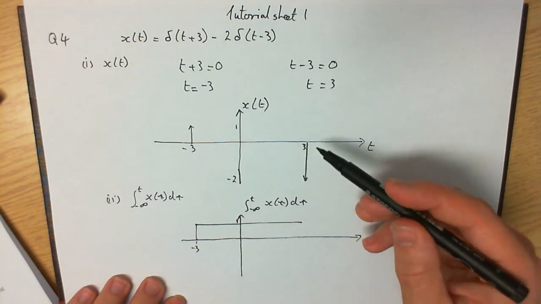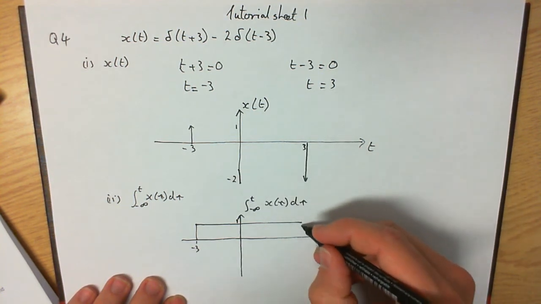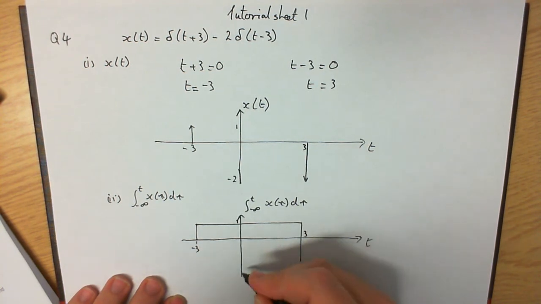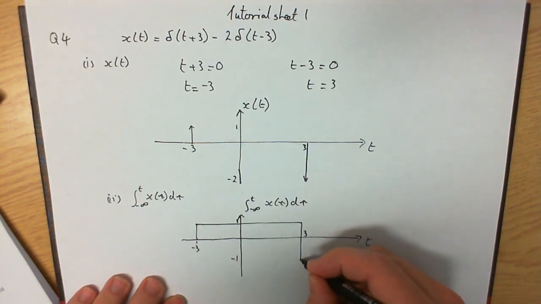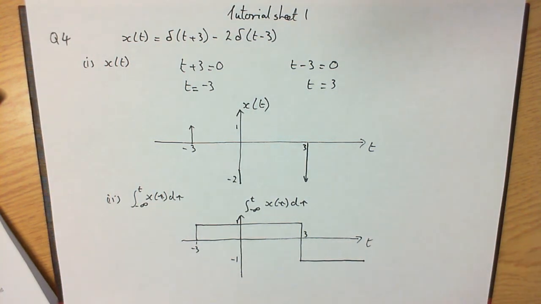And then we're going to have an area which has got minus 2. So that's going to come down at t is equal to 3 down to minus 1, because we're subtracting 2 from 1. This gives us minus 1. And then that graph goes off to infinity.